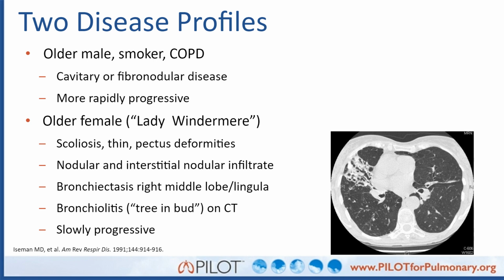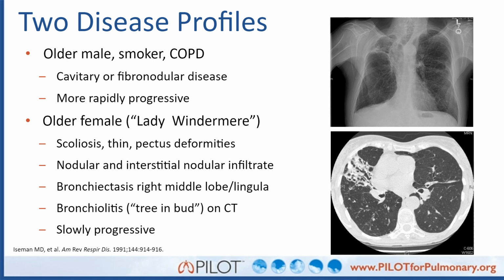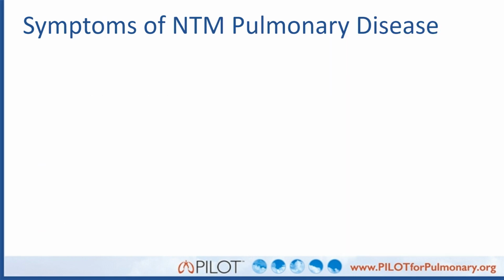They could be more rapidly progressive, and they tend to have more aggressive disease on their CAT scan with possibilities of cavitary findings and fibronodular disease. There may be also other profiles. So, for example, hot tub lung or hypersensitivity pneumonitis for NTM, which can present as diffuse ground glass on CAT scan. And there's different studies that have highlighted the symptoms of NTM pulmonary disease.